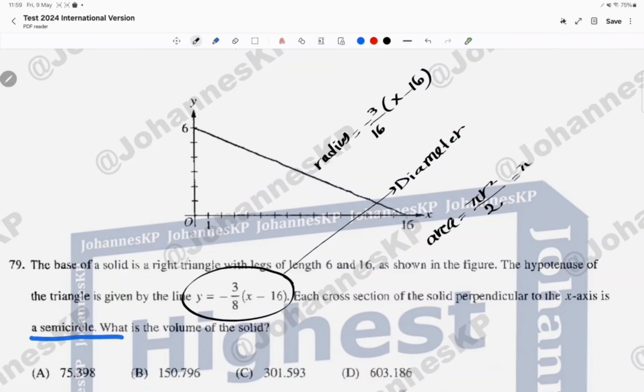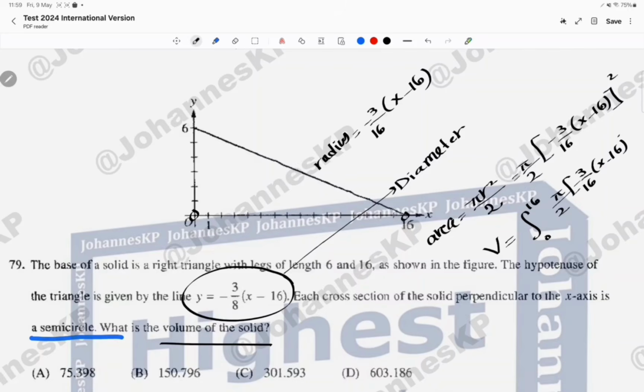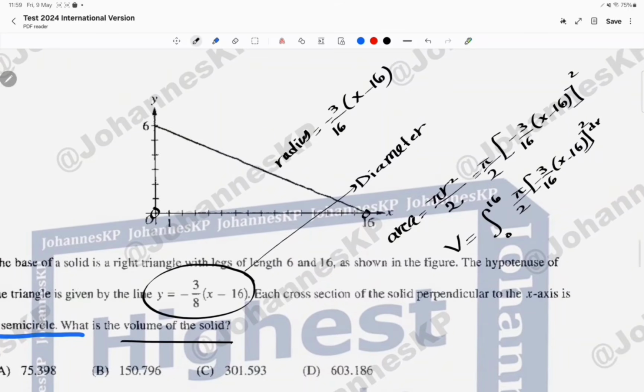And now you'll do pi over 2 r squared. So take this guy and square it. Also, they want the volume. So you're going to say volume is the integral of this guy from 0 to 16. So pi over 2 times negative 3 over 16 x minus 16, squared, dx. We should now integrate this guy. Good. Let's go to Desmos.